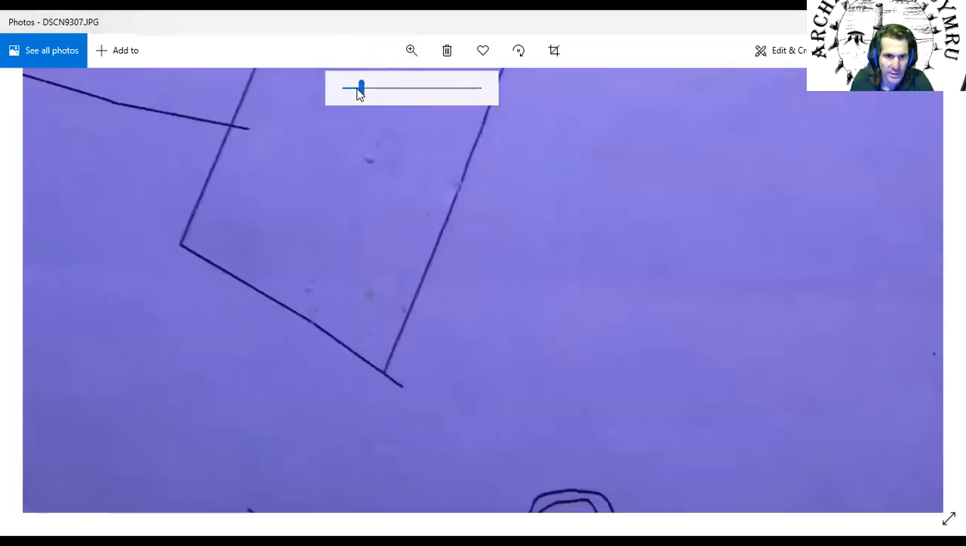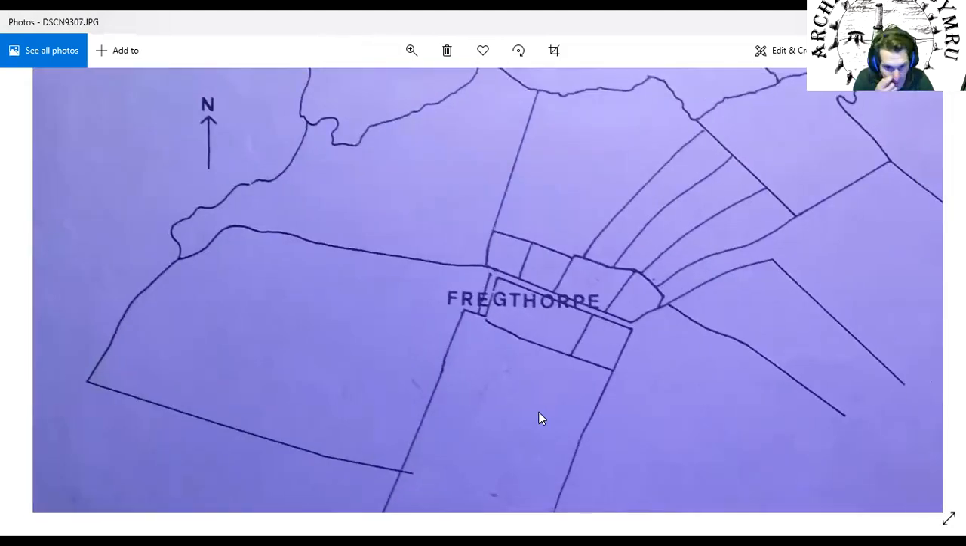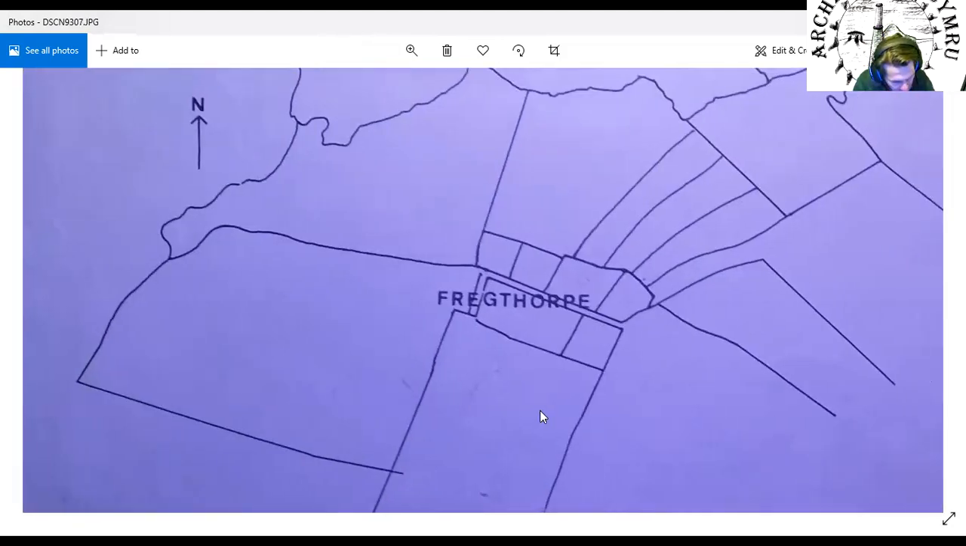Oh, too big. Much too much. That's known as Fragthorpe. Now, I've been moving a bit fast through my map, so I've got to catch up.